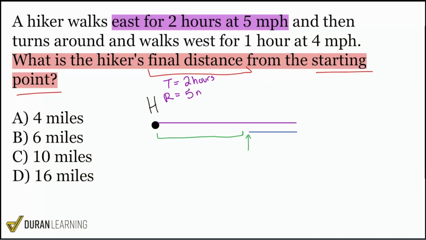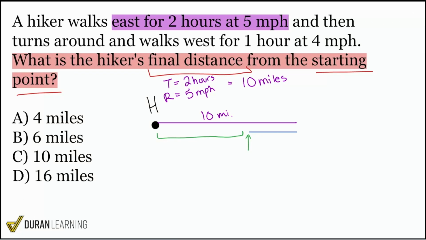Everybody, what do we do with a rate and time to get the distance? Correct. We're going to multiply. So 2 multiplied by 5, that's going to give us 10 miles. So this over here, from left to right, 10 miles.